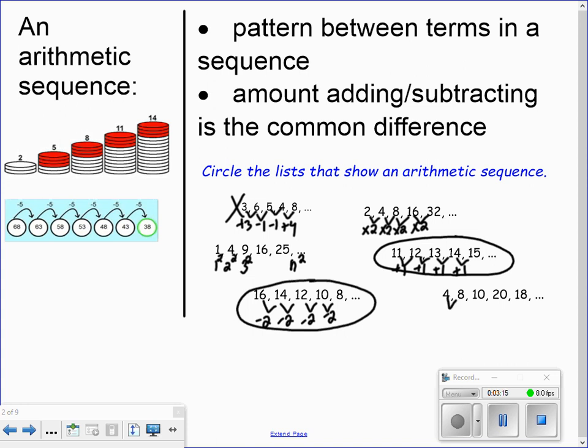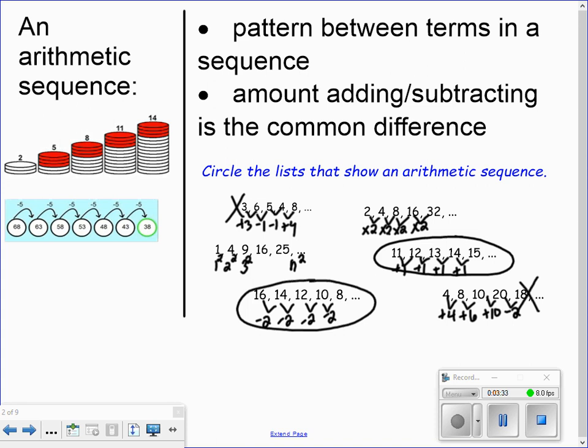We look at this last one, and again, we can see that there's not really a pattern here. We go from plus 4 to plus 6, plus 10, and then minus 2. Again, no clear pattern here, so this would not even be considered a sequence at this point.